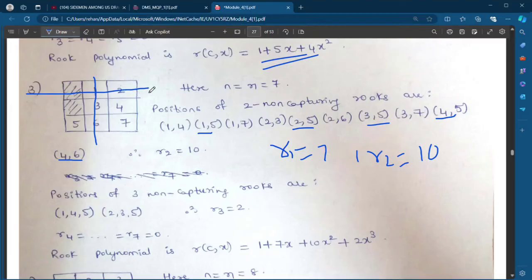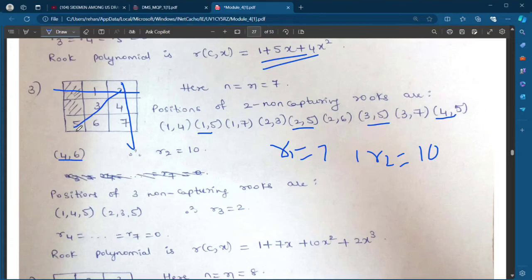So I am considering 1, right? And I'll exclude this. Then 3 non-capturing rooks. So I have to take another rook in such a way that it should not be in the same row and same column. So I'm taking, see, 3 will take. Since I was pairing 1 comma 4 and 1 comma 5, I will pair it like 1 comma 4 and 5. 1, 4, 5. And I cannot take 1, 4, 7 because it is falling under the same column. Okay. Then let me erase.